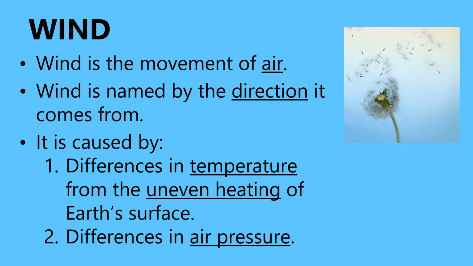And it's caused by differences in temperature. And what creates that difference is the uneven heating of the Earth's surface. The Earth itself doesn't heat exactly the same everywhere. It heats unevenly. And it also has to do with the difference in air pressure. We'll find that wind moves from high to low air pressure always, just as it will move from high heat to lower heat.